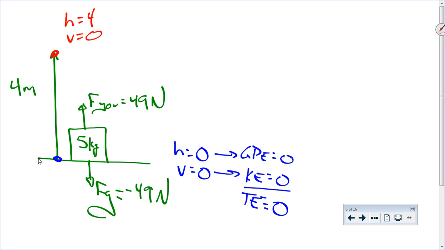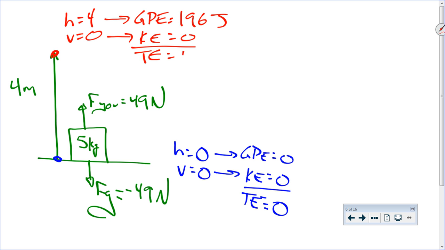All right, up here at the top, my GPE is going to be mgh, which I think is 196 joules. My KE is going to be 0, which means my total energy is 196 joules. Everybody good? All right, now let's take a second.